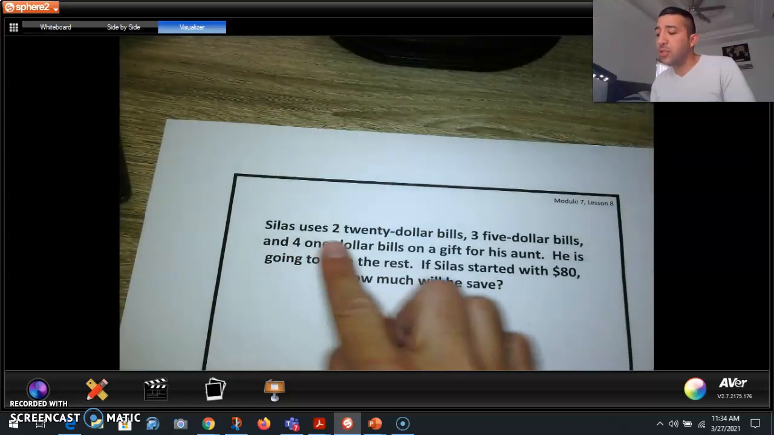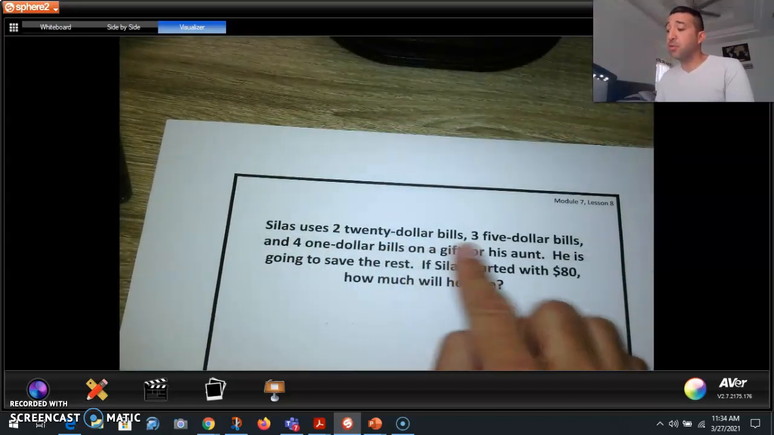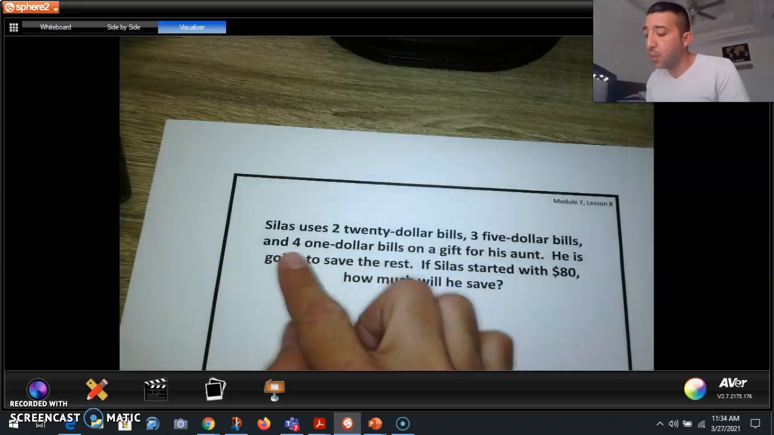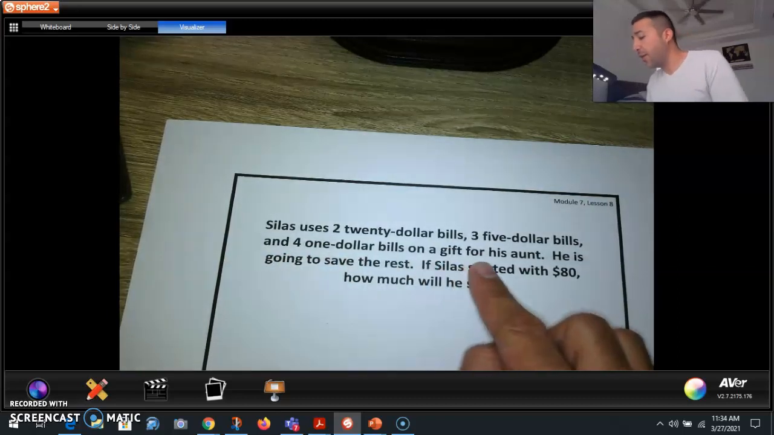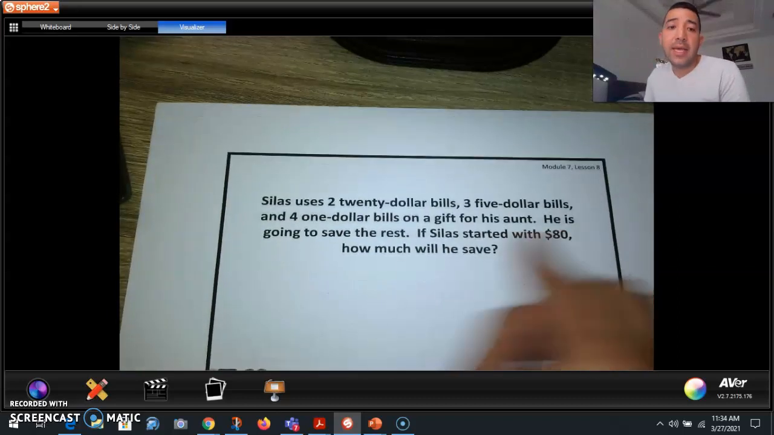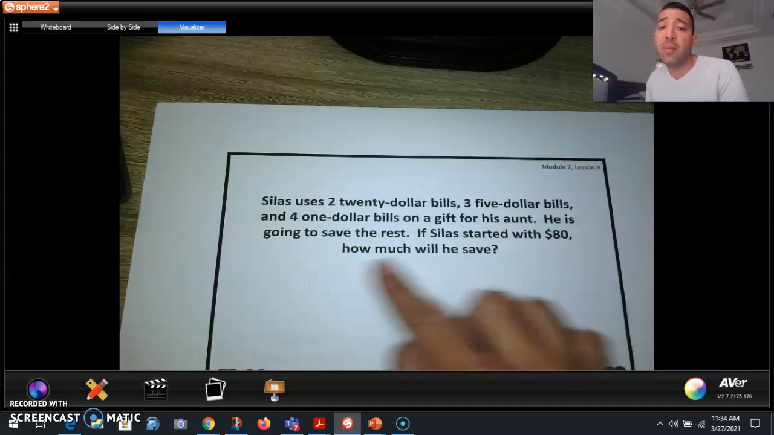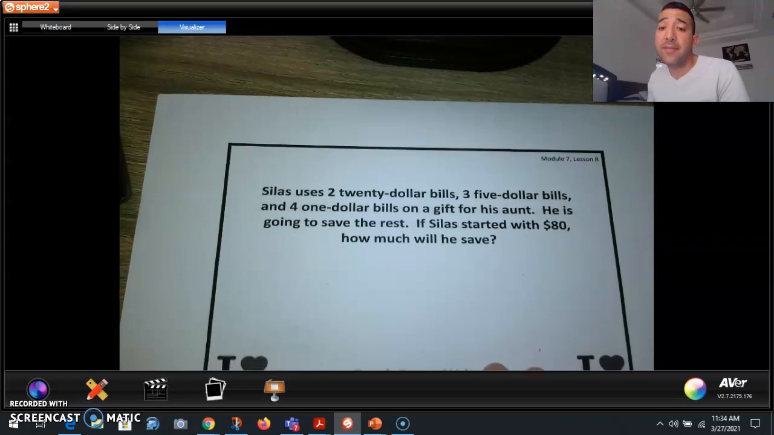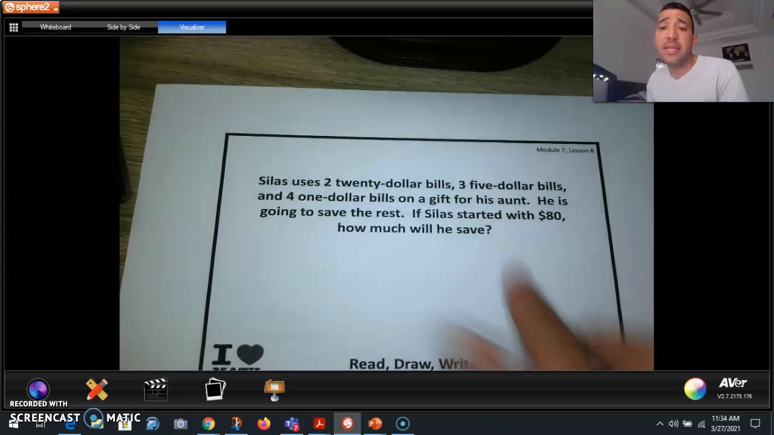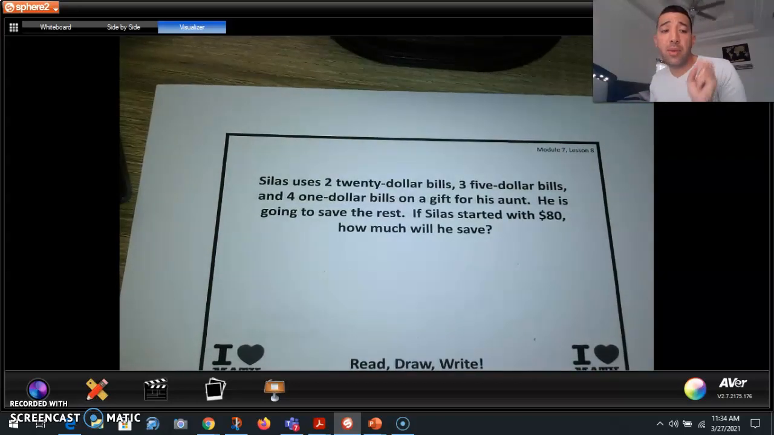It says Silas uses two $20 bills, three $5 bills, and four $1 bills on a gift for his aunt. He's going to save the rest. If Silas started with $80, how much will he save? Wow. So this seems like it's a multi-step word problem. That means we have to work two problems to get the final answer.